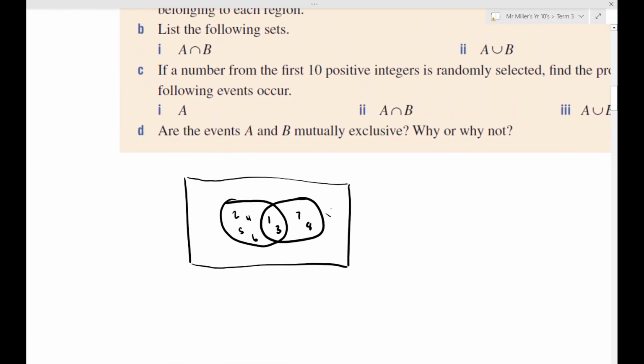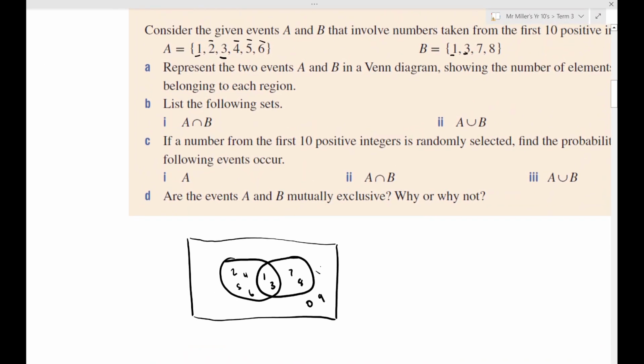So we've got 1, 2, 3, 4, 5, 6, 7, 8. There's actually no 9, and there's no 10. Okay? So you could either say 9 and 10 on the outside, or you could have said 0 and 9 perhaps as well. Okay?